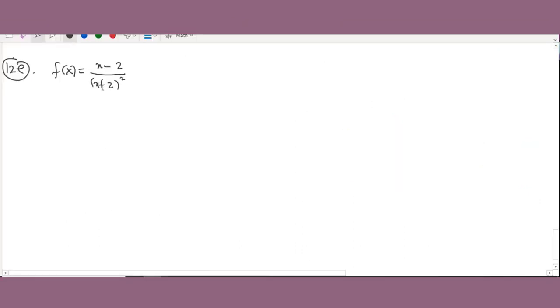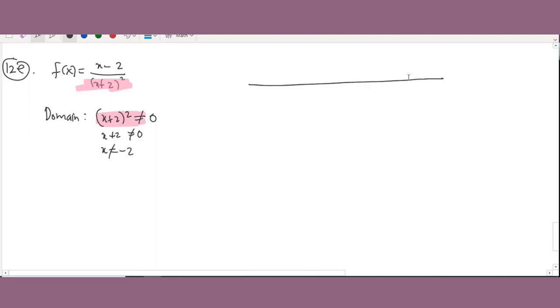Find the domain. First find the domain. Everything here, this one is x plus 2 squared not equal to 0. Right? It is not equal to 0. x plus 2 not equal to 0. x not equal to negative 2. Domain. So now if you draw the number line, this is negative 2. So the domain is all real numbers except negative 2.